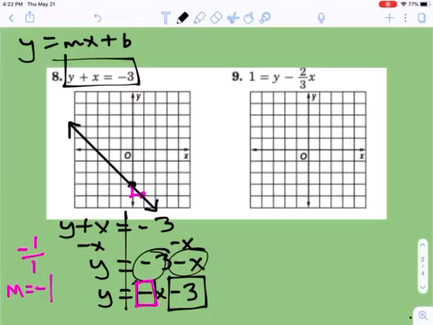And if you look at it, that looks right because you got a negative slope. This is a negative slope. Your y-intercept's -3. There it is. And it's pretty good. All right, let's look at this last one.